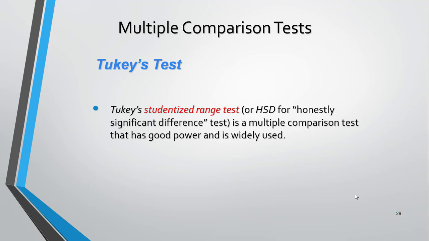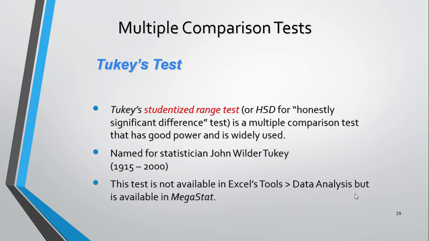And one of them is called Tukey's test. We're not getting into the details here. I just want you to know that there are tests available that you can use. It's called Tukey's studentized range test, or honestly significant difference test. It's a multiple comparison test that has good power and is widely used. It's named for statistician John Wilder Tukey. He passed away about 18 years ago. This test is not available in Excel, but available in MegaStat.